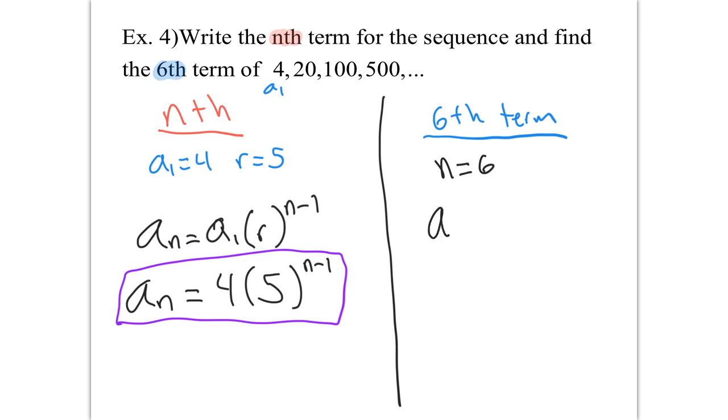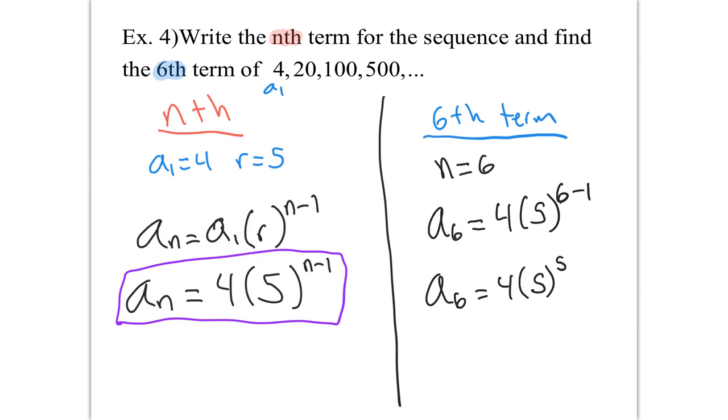So I have a sub 6, so there's the 6, 4 times 5, that's your common ratio, and we have n, 6 minus 1. So we have 4 times 5 to the 5th power. Now using a calculator, you guys can find out what that is. And the number a sub 6, which is the sixth term, is 12,500. So that is the sixth term.